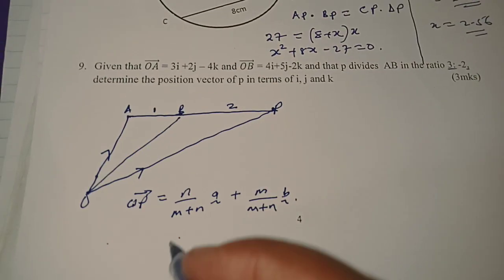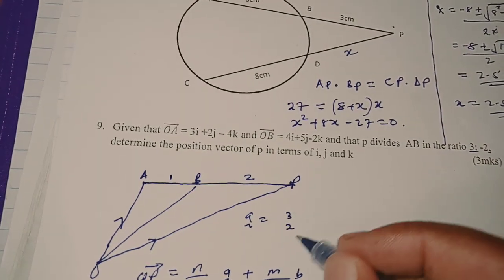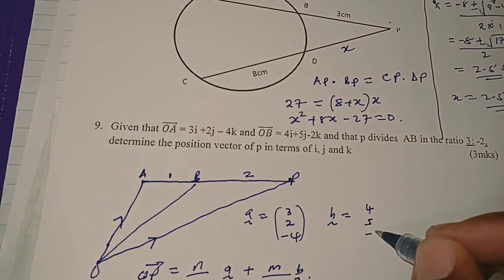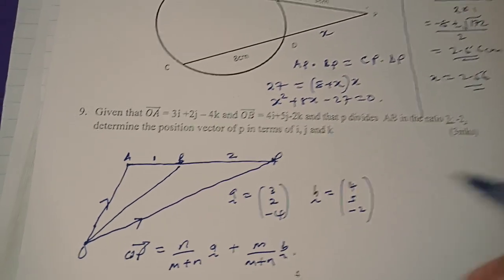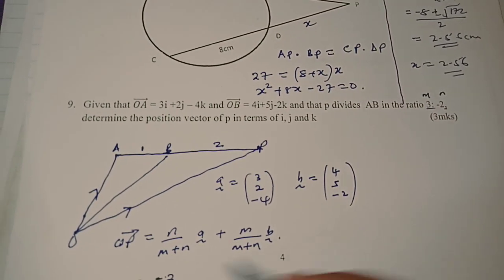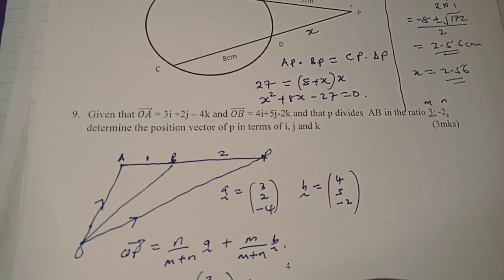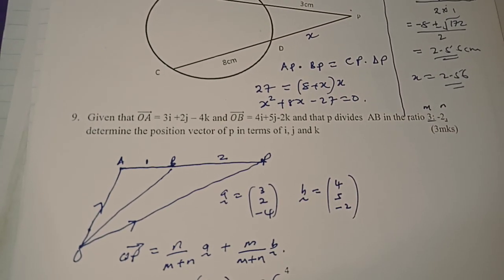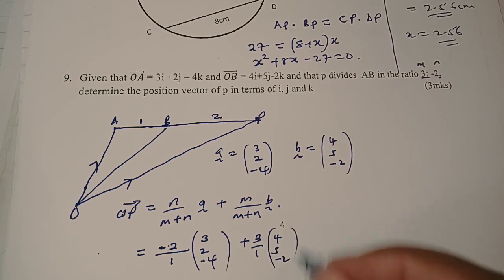Okay, it's very easy. So I know my A vector should be 3, 2, and minus 4. My B vector should be 4, 5, and negative 2, right? So I'm just going to take the ratios here. In this case, this is my m, this is my n. So my n is minus 2 over the sum, which is 1. Then I locate my vector here, plus b is 3, so 3 over 1. Okay, my m is 3, I should say. Then b vector is 4, 5, negative 2.